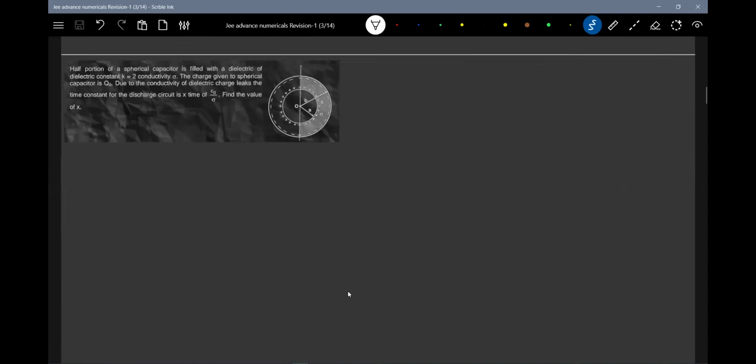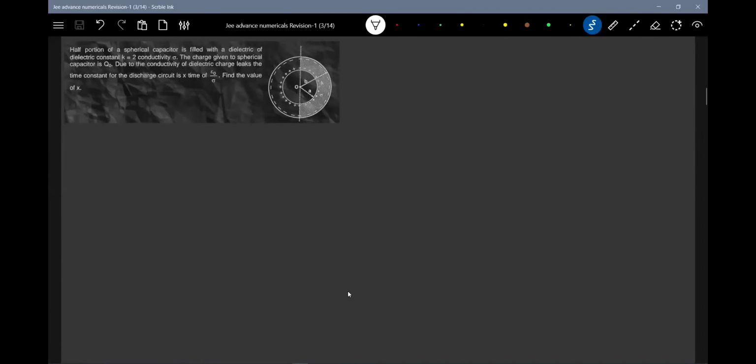I'll go for the next one. Read the question. Half portion of a spherical capacitor is filled with a dielectric of dielectric constant K equal to 2 and conductivity sigma. The charge given to the spherical capacitor is Q naught. Due to the conductivity of the dielectric, charge leaks. The time constant for the discharge circuit is.